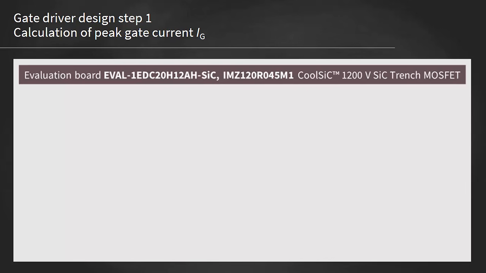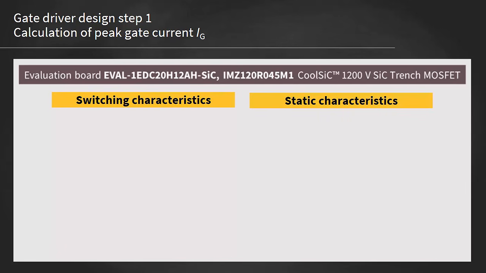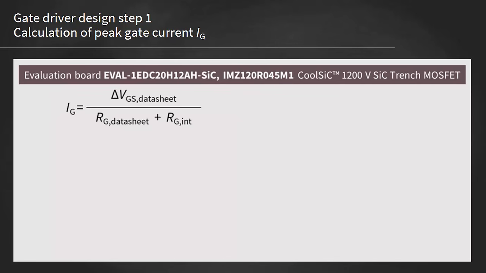There are two relevant sections for this calculation: the switching characteristics and the static characteristics of a silicon carbide MOSFET should be considered. The basic equation for the peak gate current is Ohm's law, V over R. The resistance is the sum of the external gate resistor value according to the datasheet and the power transistor's integrated gate resistor value, while the voltage is, in this specific case, the sum of the positive on-state voltage and the negative off-state voltage. But where can you find this information?